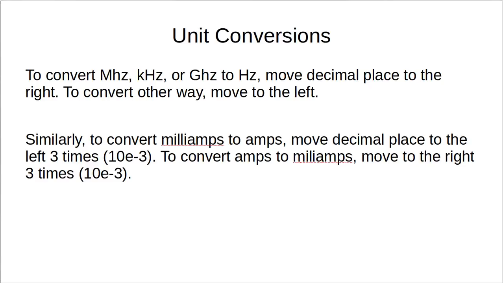And similarly, to convert milliamps to amps, say, what you do is move the decimal place to the left 3 times. Because remember, milli is 10 to the negative third power, so that number 3 indicates we have to move the decimal place 3 times. And to convert amps to milliamps, you would move the decimal place to the right 3 times. Again, 10 to the negative third.